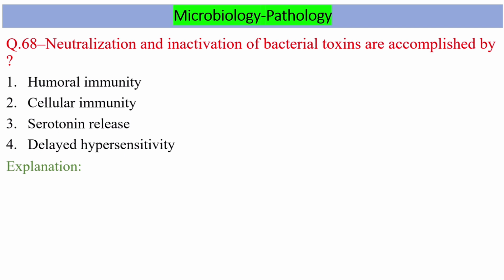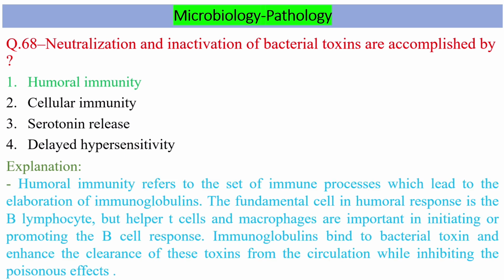Neutralization and inactivation of bacterial toxins are accomplished by humoral immunity, cellular immunity, serotonin release, delayed hypersensitivity. Correct option is humoral immunity. Humoral immunity refers to the set of immune processes which lead to the elaboration of immunoglobulins. The fundamental cell in humoral response is the B lymphocyte, but helper T cells and macrophages are important in initiating or promoting the B cell response. Immunoglobulins bind to bacterial toxins and enhance the clearance of these toxins from the circulation while inhibiting the poisonous effect.